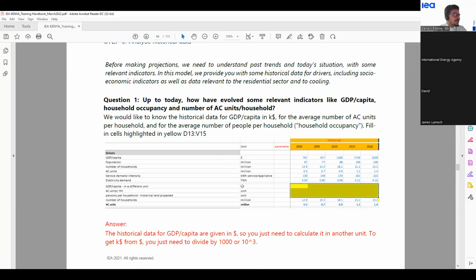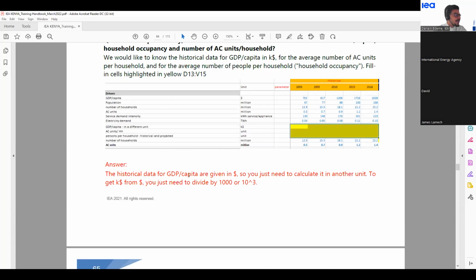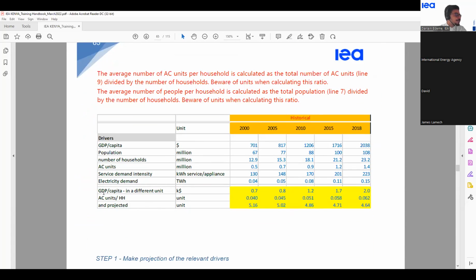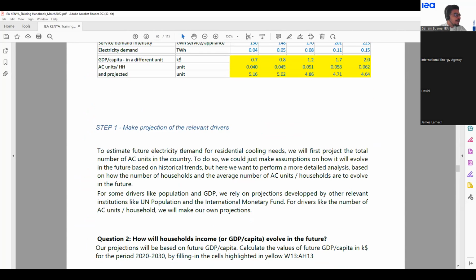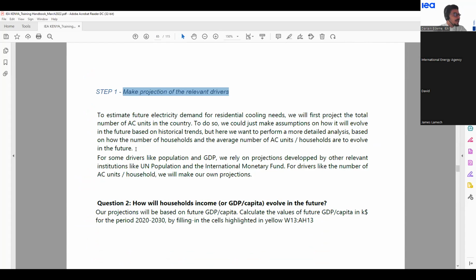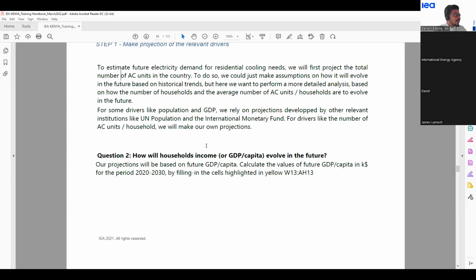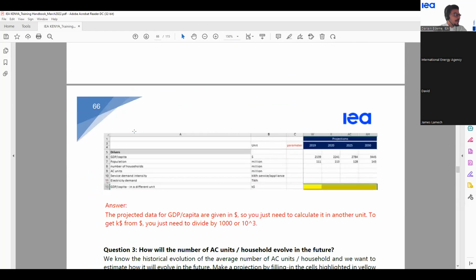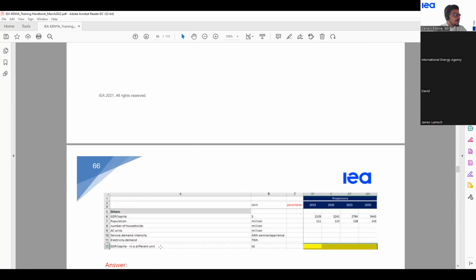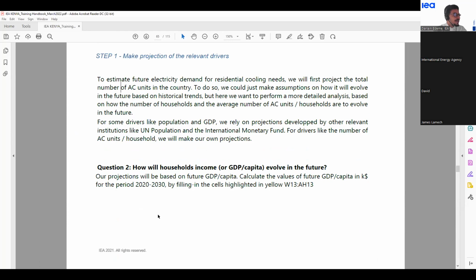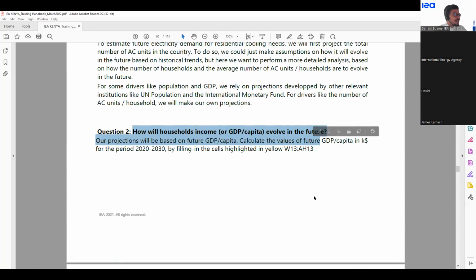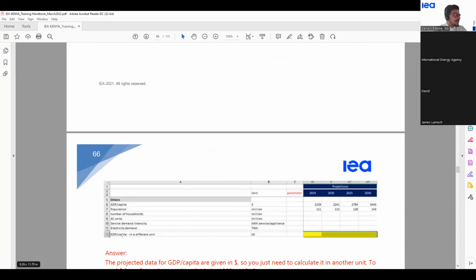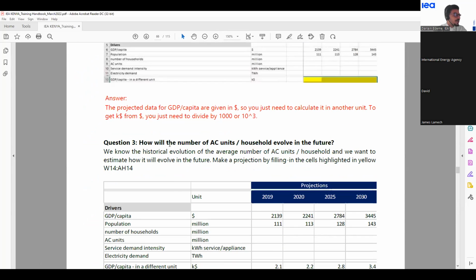Pay attention again to the unit of measurement, because for example, here you have the GDP per capita in dollars, and here we want to have it in kilo dollars. Once you have calculated these values, which are simple ratios between the values above, we would like to make projections of the relevant drivers. For example, Tim explained during the lectures what drivers are and how we use them. In this case, GDP per capita will be our main driver. First of all, we need to calculate, and again it's colored in yellow, the GDP per capita in a different unit, and then we will try to do the projections in terms of number of AC units per household in the future.